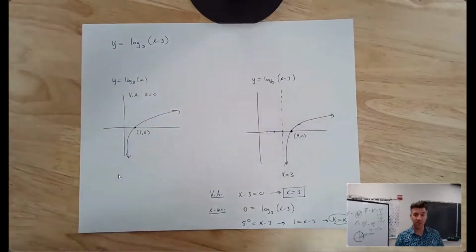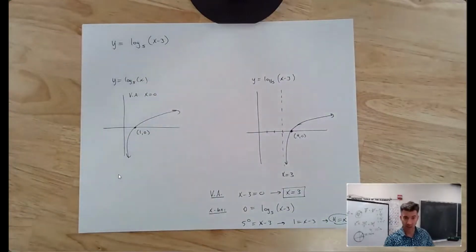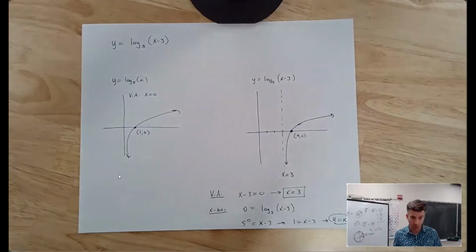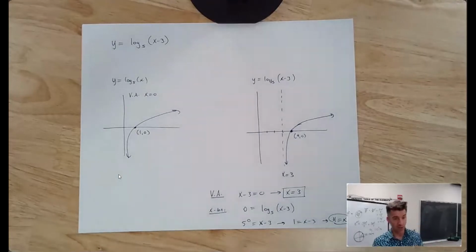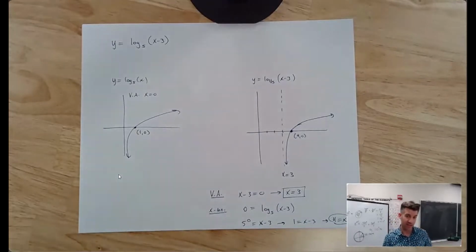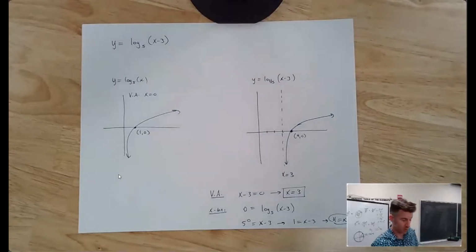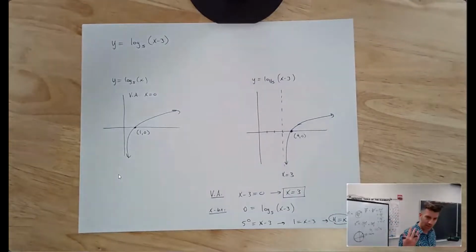So that's why you end up shifting to the right when you subtract on the inside, because x has to be bigger to compensate for the fact that we are subtracting from it before we do anything else. So subtracting on the inside always shifts to the right. Adding on the inside always shifts to the left, because then x gets to be smaller to account for the adding. It's a little counterintuitive.